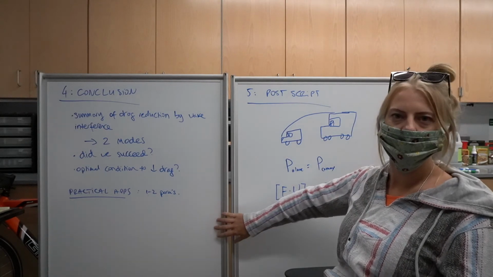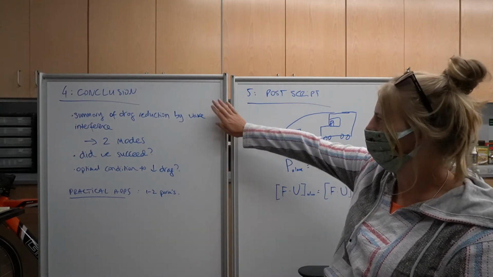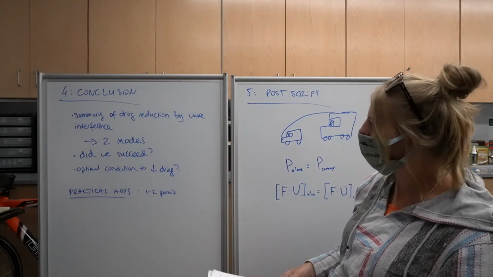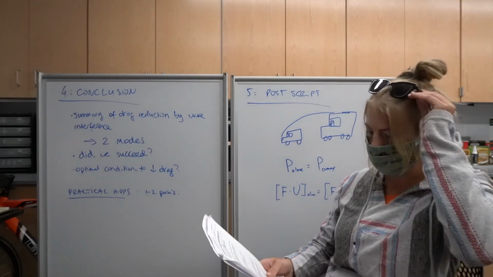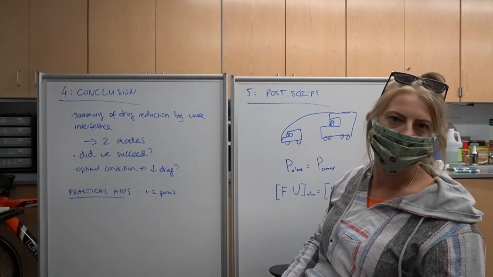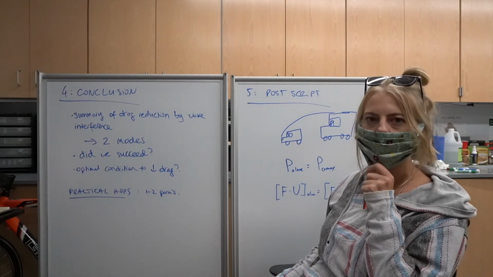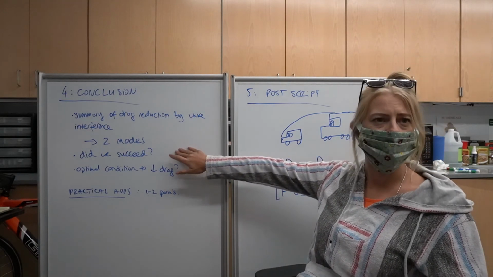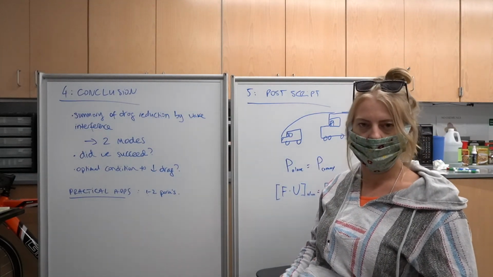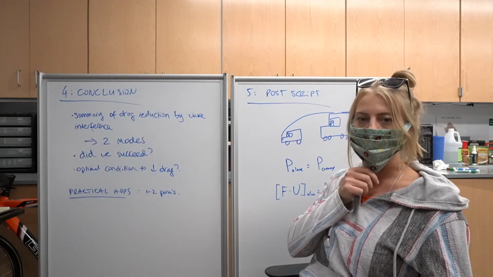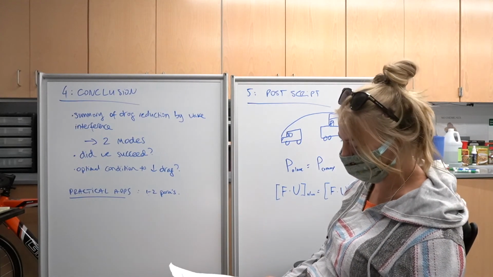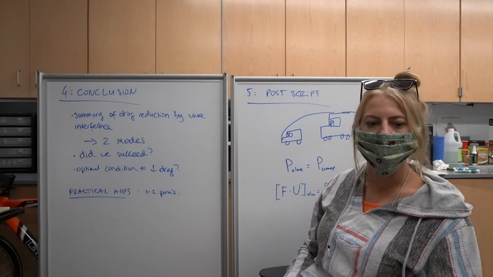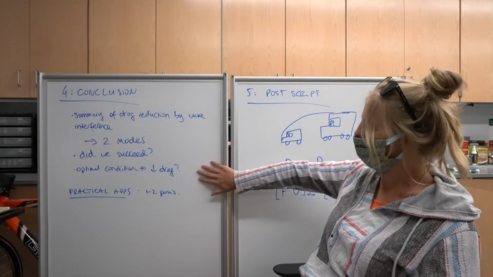Okay, so for the second last part of your report here, you're going to have your conclusion or concluding remarks. So here you want to include a summary of drag reduction by wake interference. So include your two modes, wake impingement mode and cavity mode, and a discussion on how both of these lead to drag reduction. You want to include whether we succeeded in meeting our aims of the experiment. So did we manage to decrease drag by wake interference? Also include what your optimal conditions were to decrease drag, so your main results that you found.